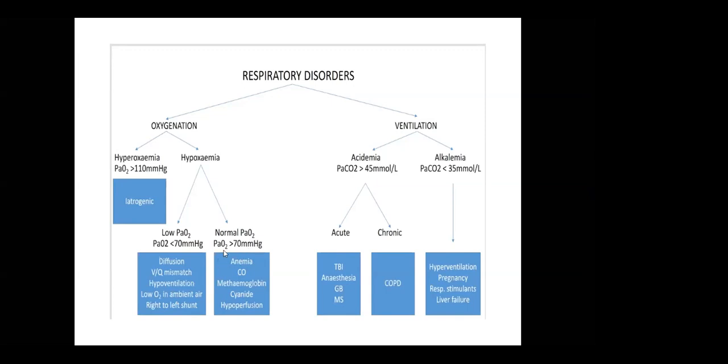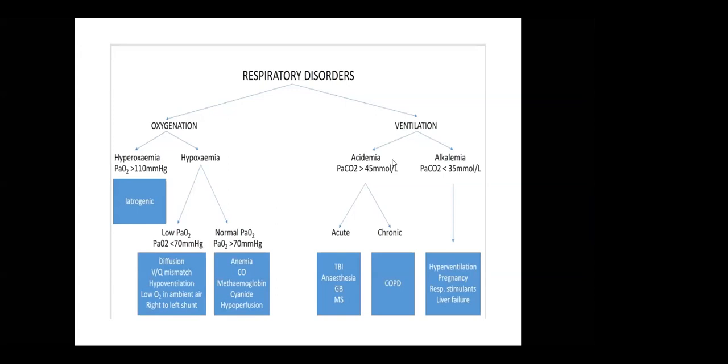Normal PaO2 includes cases where we can seldom see hypoxemia, but at the same time in ABG the level of PaO2 may appear normal. Causes of this can be anemia, CO poisoning, methemoglobin poisoning, cyanide poisoning, and shock state represented by hypoperfusion.